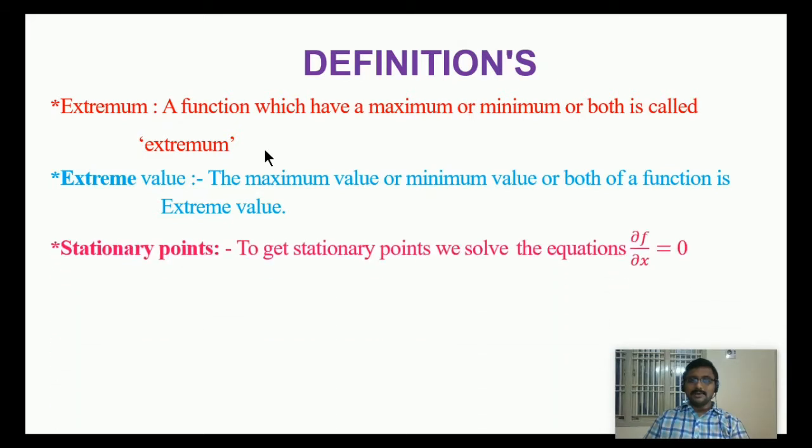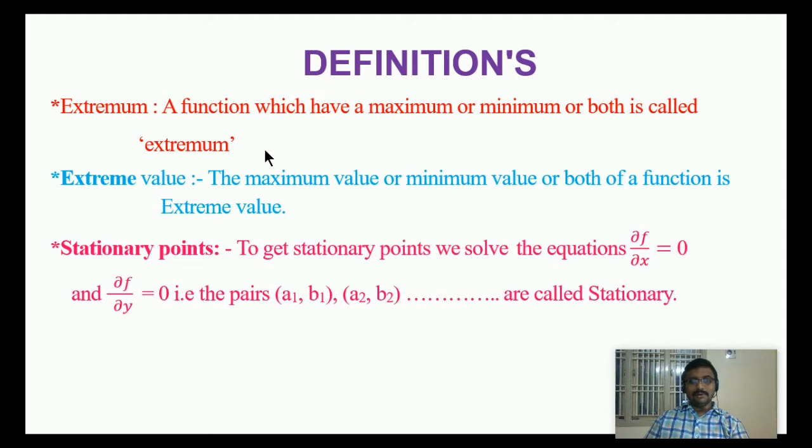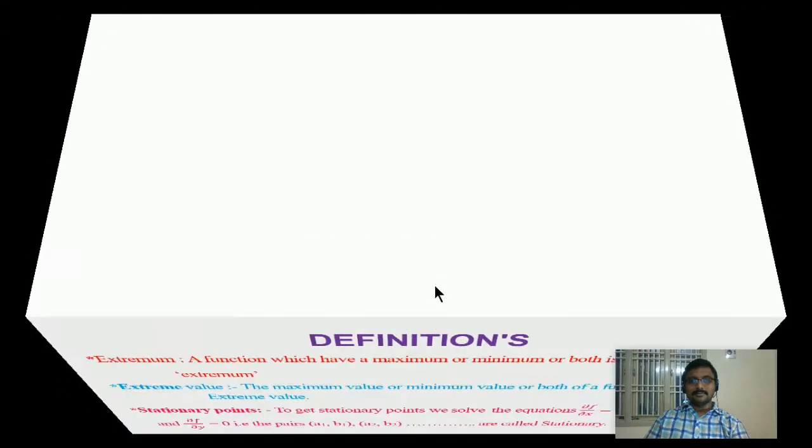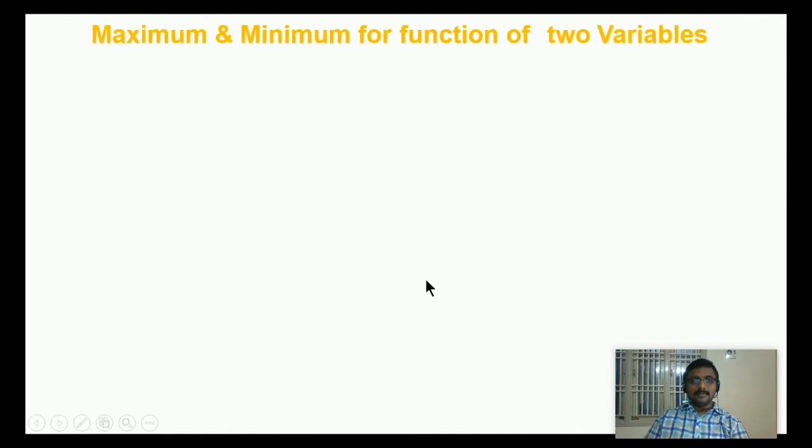Stationary points. To get stationary points, we have to solve the equations dou f by dou x equal to 0 and dou f by dou y equal to 0. And solving these two equations, we'll get the pairs. That is, the pairs are a1 b1, a2 b2, and so on. These pairs are called stationary values or stationary points. Maximum and minimum for function of two variables.